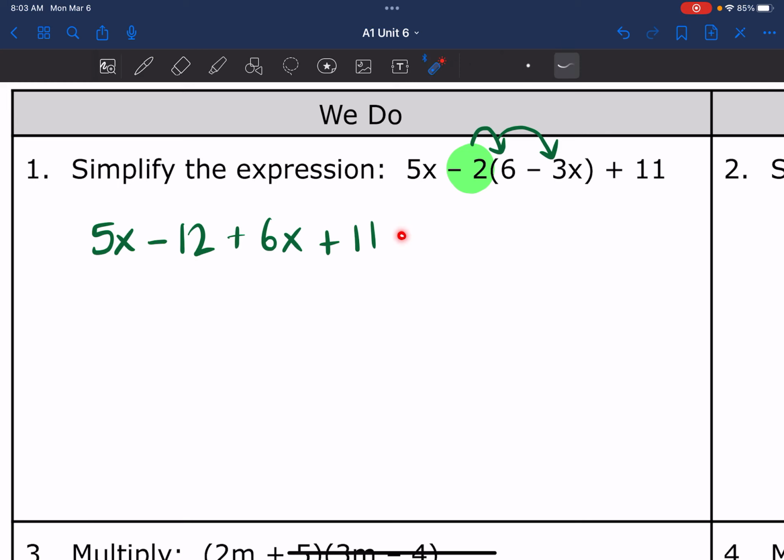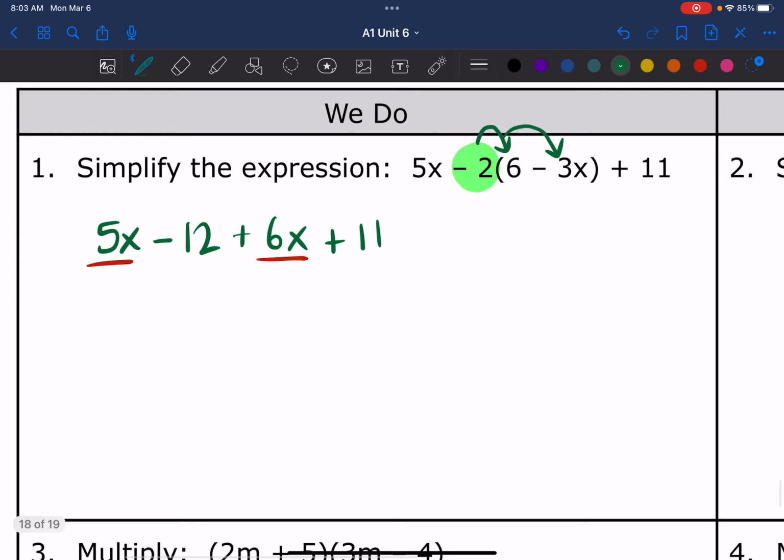Then at this stage, you want to combine like terms. So for instance, the two that I'm underlining here, they both have x. So I should put those together. So I have positive 5 plus 6. That would give me 11. And then got to keep that x.